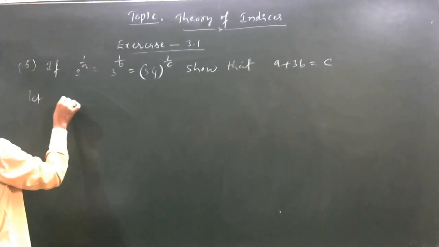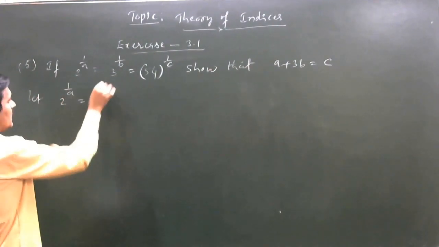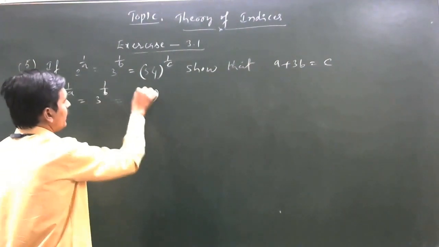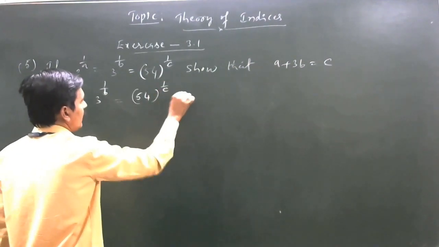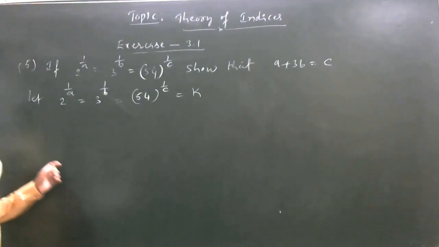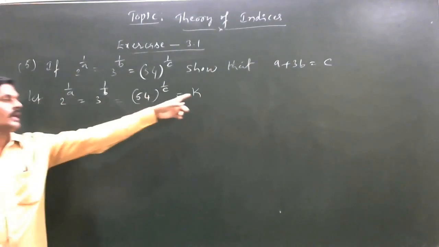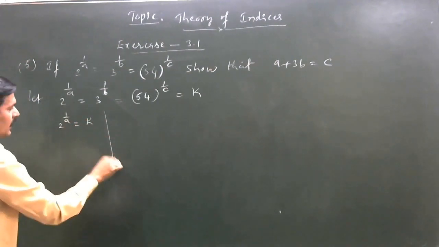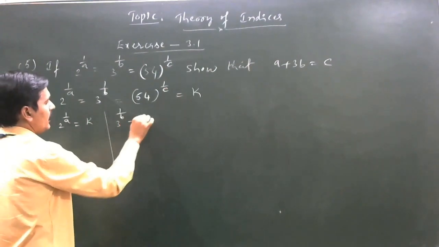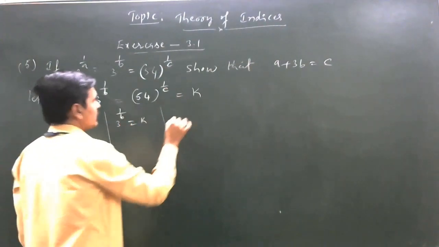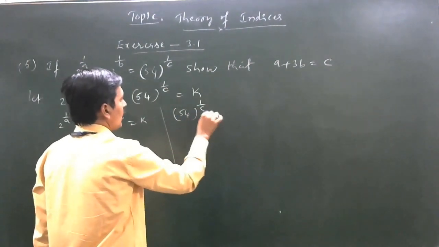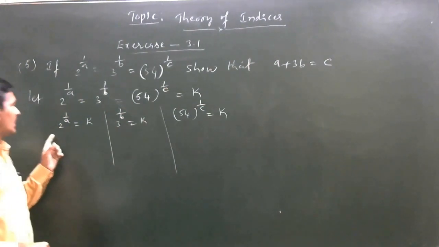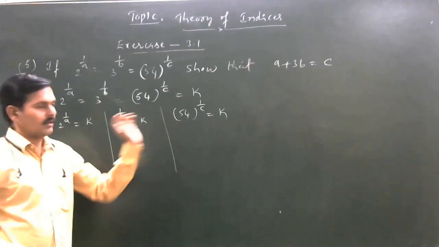First, let 2 power 1 by a, 3 power 1 by b, which is equal to 54 whole power 1 by c. This equal value, let us consider as k. By equating, 2 power 1 by a equal to k, next 3 power 1 by b equal to k, next 54 whole power 1 by c equal to k. Here we find the 2 value, 3 value and 54 value.